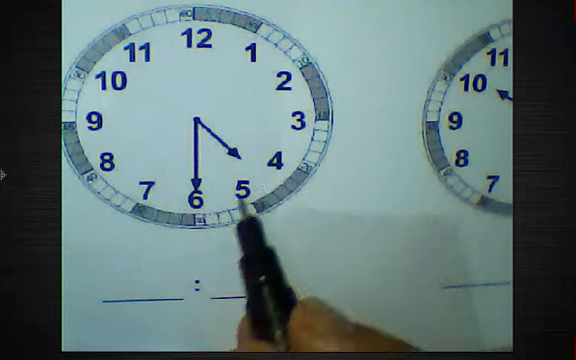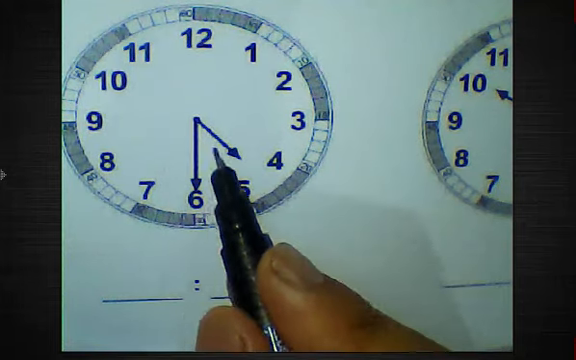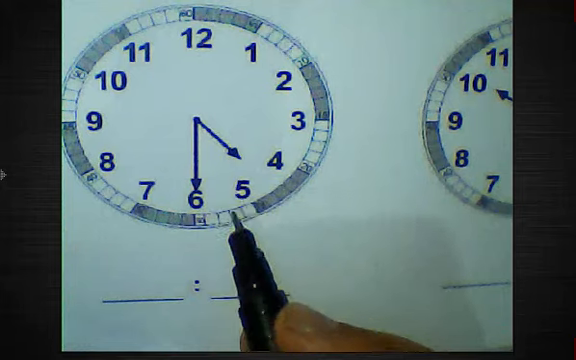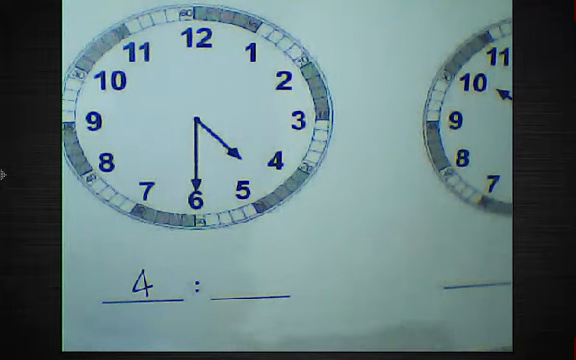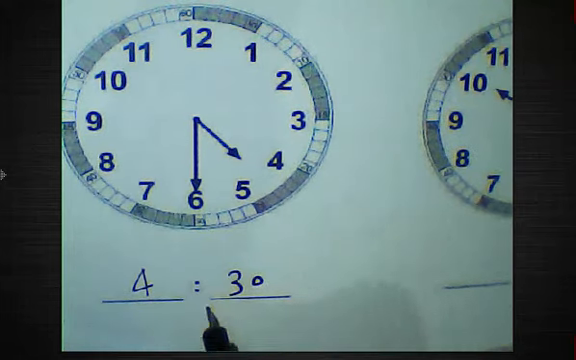It will be what? This hour is 4 and 30, because the small hand lies between 4 and 5, so we must write here 4. And what about minutes? It will be 30 because 5 times 6 equals 30. 4 hours and 30 minutes.